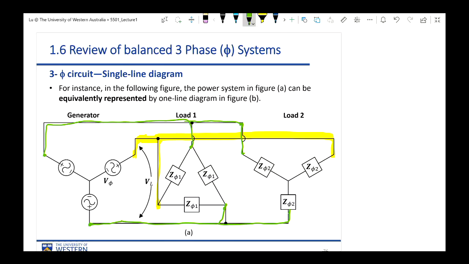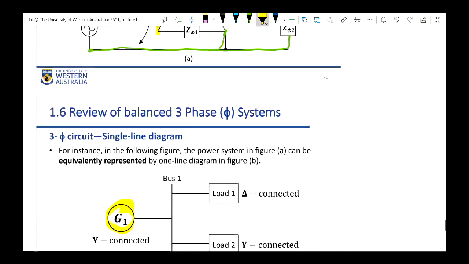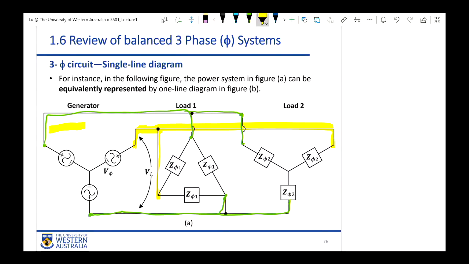Now we want to use an easy way to draw the equivalent diagram. The result is given here. Much easier. So in the future, we are going to draw the three-phase power systems like this. And on the left-hand side, you can see a big circle with G1 inside. The G denotes the generator. So this one single G1 circle denotes all three voltage sources in the generator part.